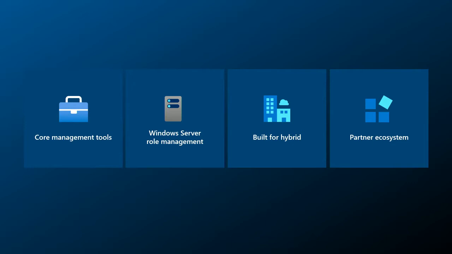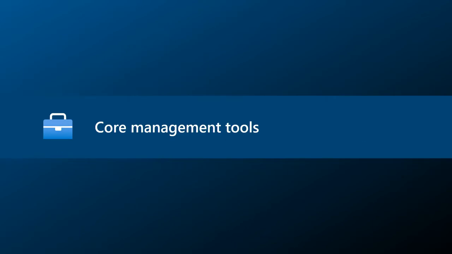In this session, I'll be talking about these 4 areas: core management tools, Windows Server role management, hybrid integration, and partner ecosystem, and all that's new in this release and what's coming up in the future. First, core management tools. This is what we've started with. It's at the core of our product identity. It's what our customers love and what we'll continue to build and improve on.